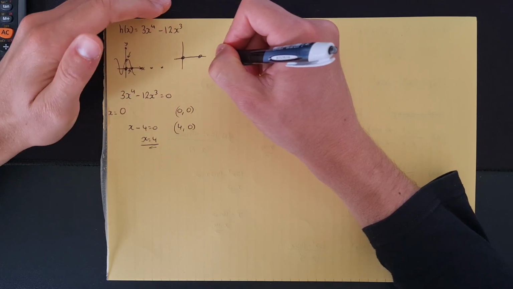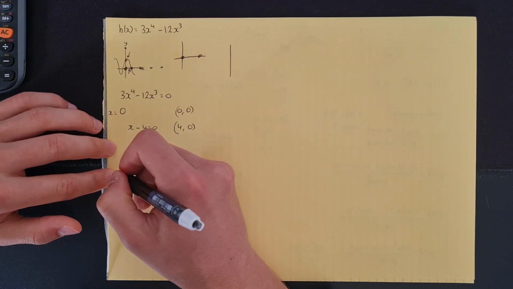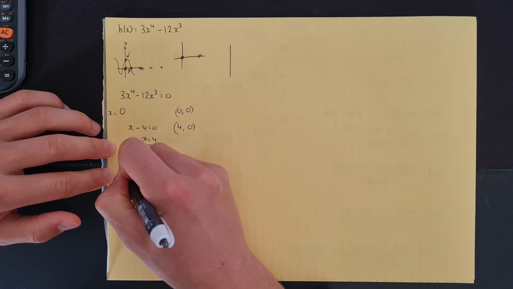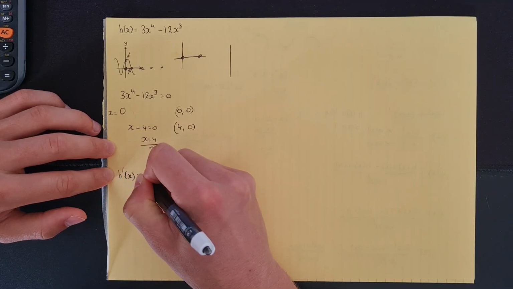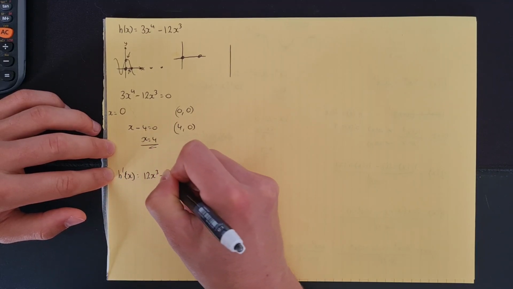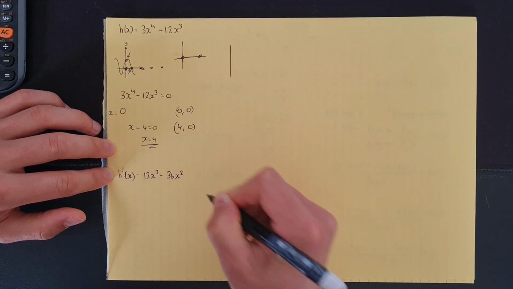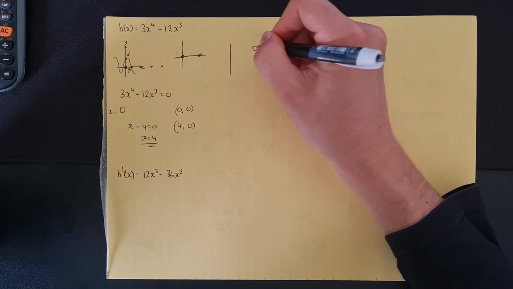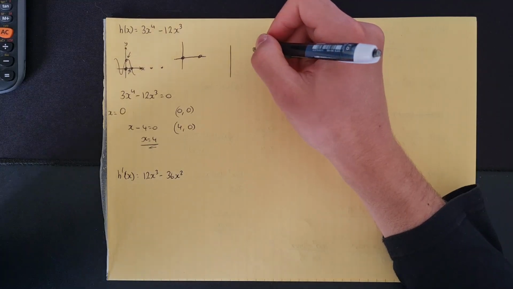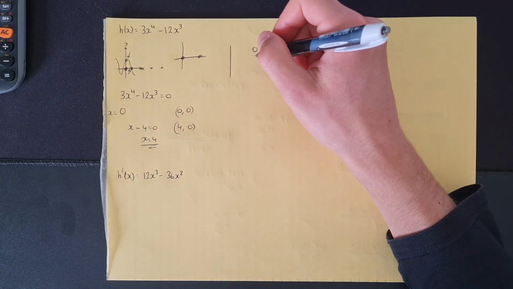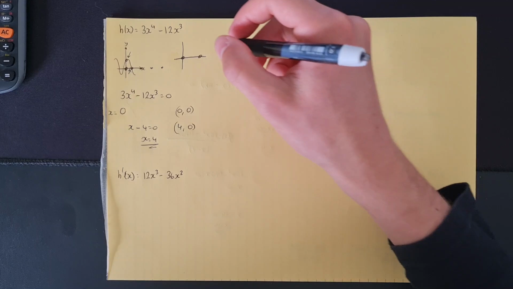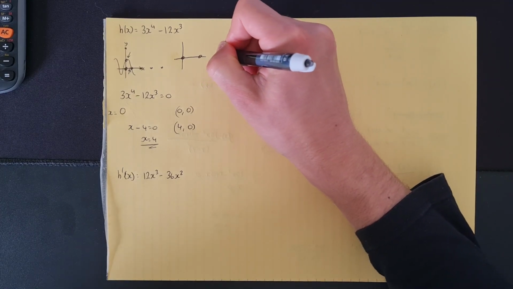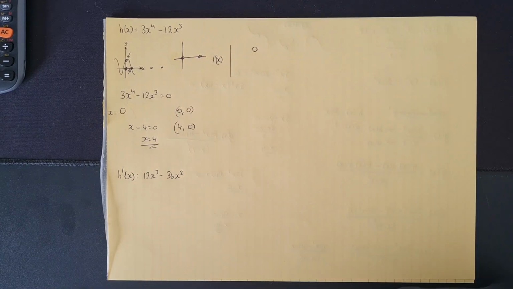Now let's firstly find the first derivative of h of x. This is going to be 12x cubed minus 36x squared. So at x equal to 0, we want to basically see what's going to be happening at x equal to 0. So what is the first derivative of h of x going to be?